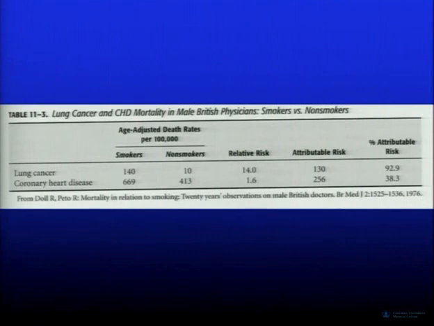Here's an example where if we think about lung cancer and coronary heart disease mortality, and you're looking at the impact of smoking, the relative risk between lung cancer and smoking is 14 for lung cancer. It's only 1.6 for coronary heart disease. But look at the attributable risk. Why are we having so many more here as compared to here? What drives this difference in attributable risk? Not as strong a risk factor, but what is going on here?